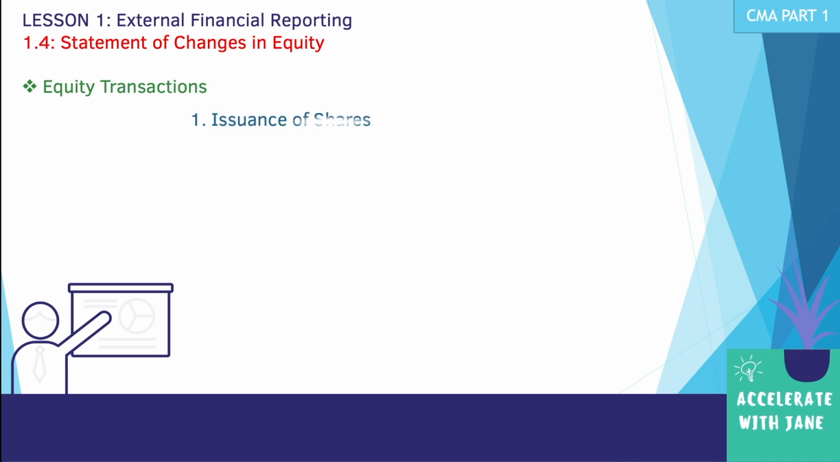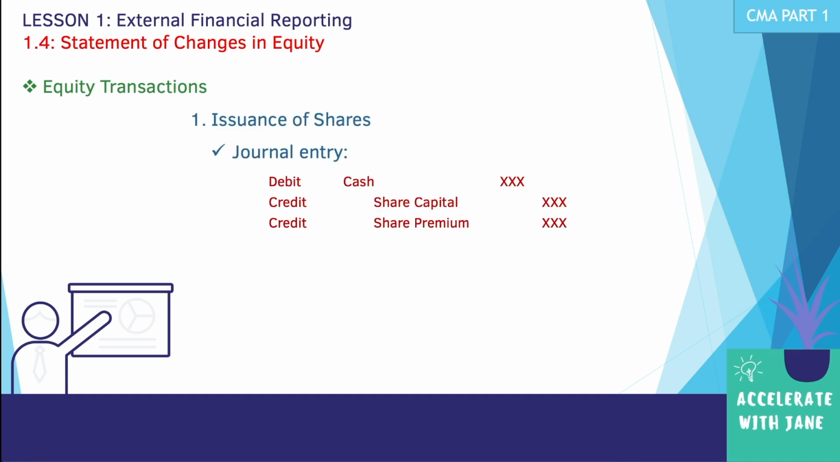So first, let's talk about issuance of shares. So here is the usual journal entry. Upon issuance of shares, we debit cash by the amount received by the company for the issuance of shares. And take note, in the credit side, we have two. So we have share capital and share premium.